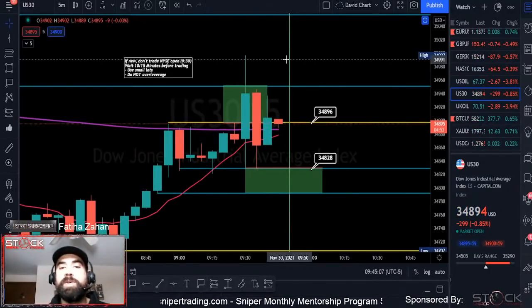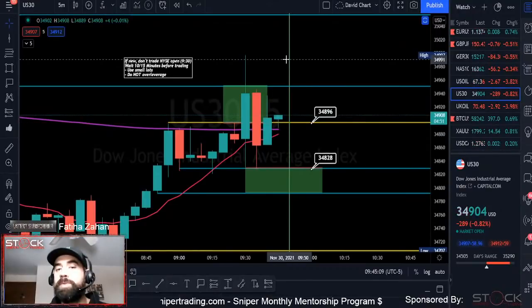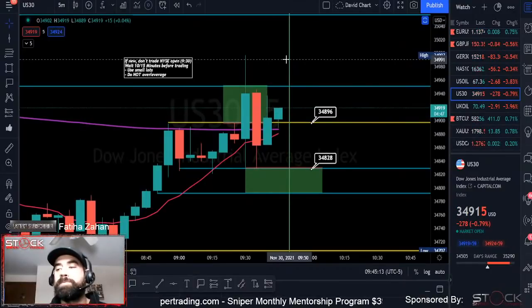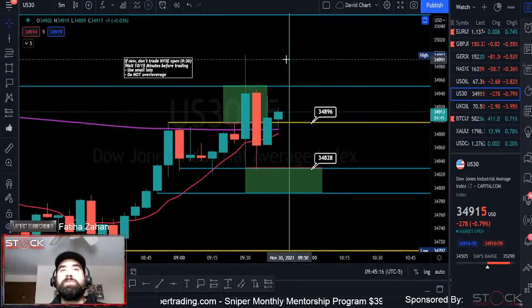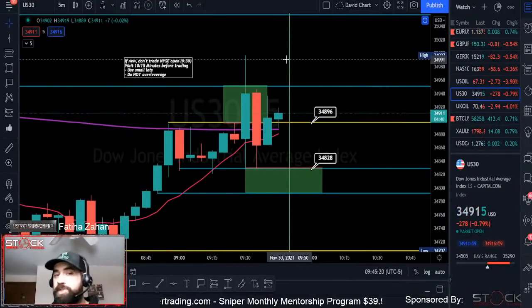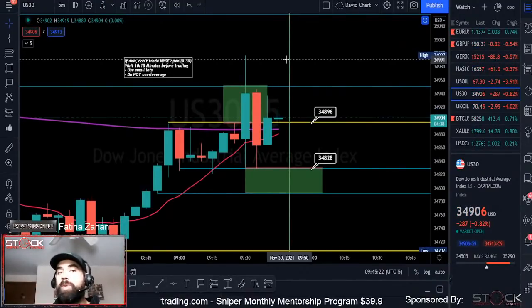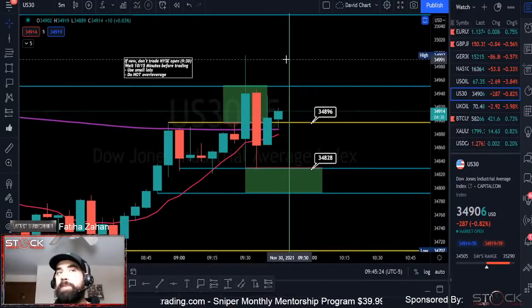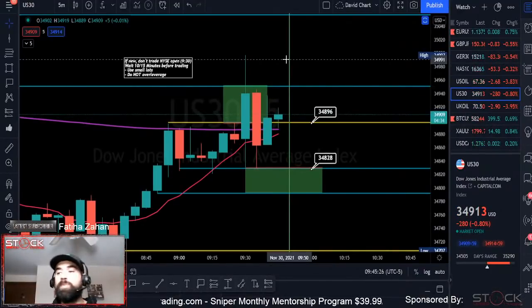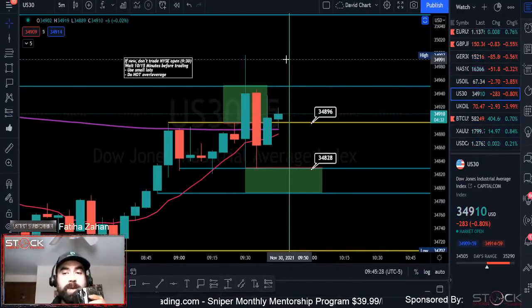Okay, so look at US 30. It's starting to push above 34896. NAS is choppy, US 30 is choppy, and I believe the reason why is because of this news that we have coming up. So if you're not in anything, guys, just monitor this right now.